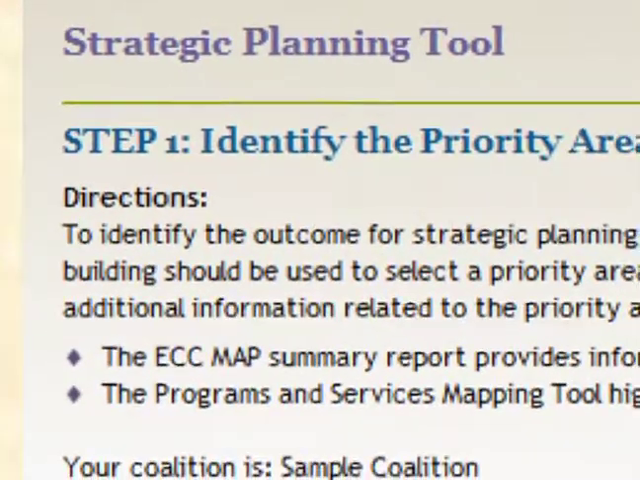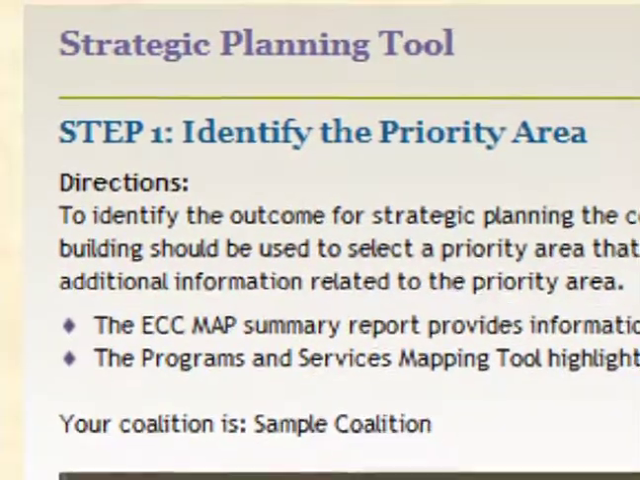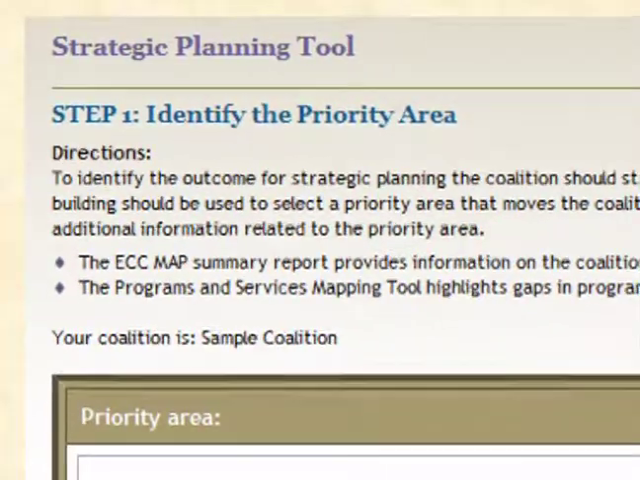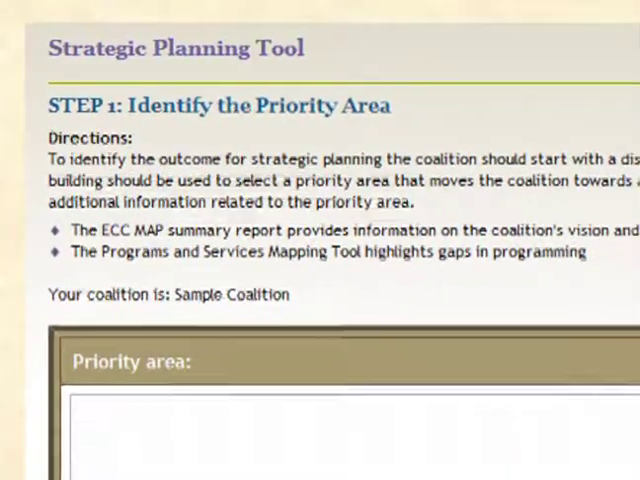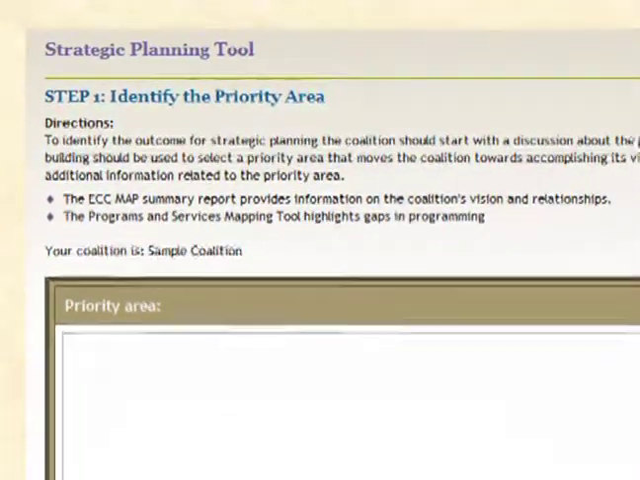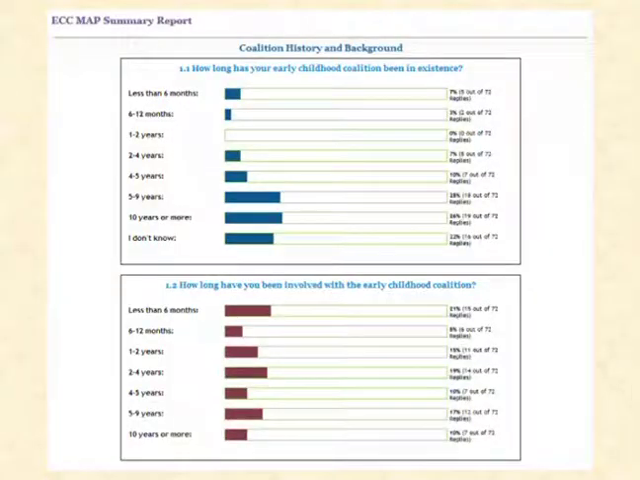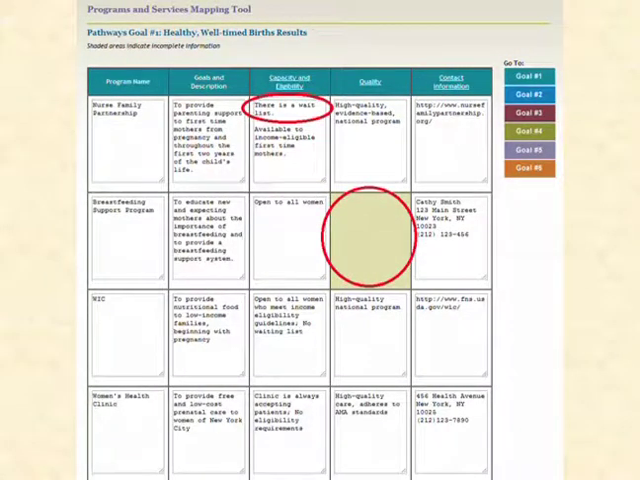To achieve this step, your coalition should start with a discussion about the priority area that is in need of improvement. The priority area is a specific domain that aligns with your coalition's vision. For example, if your coalition's vision is that all children will be healthy, one priority area could be high-quality prenatal health care for all families. Findings from the ECC map, which provide information on your coalition's vision and relationship, and the Programs and Services Mapping Tool, which highlights gaps and redundancies in programming, will be useful for this discussion.